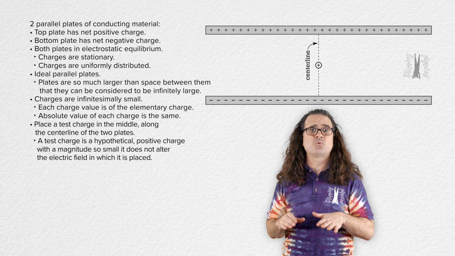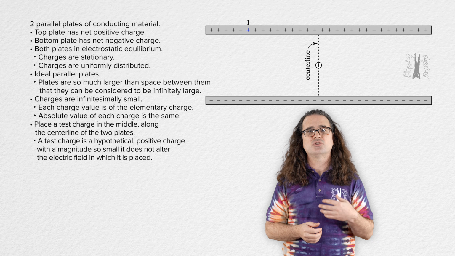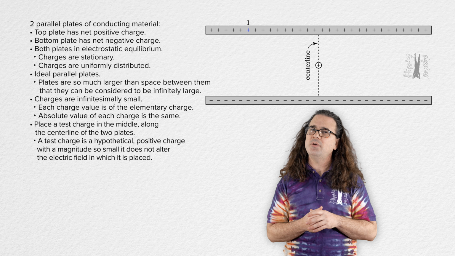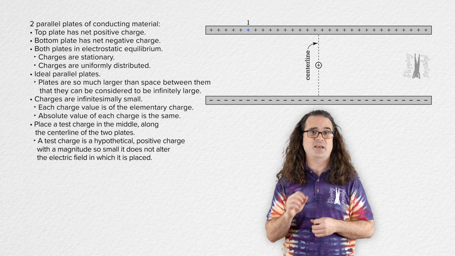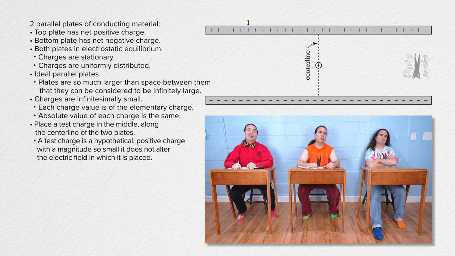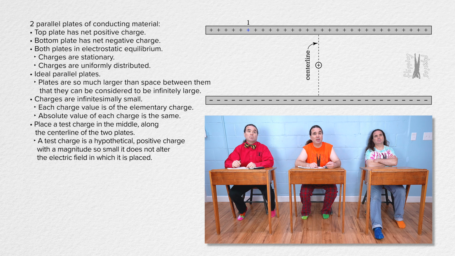Let's start by picking just one positive charge in the top plate to the left of the center line, which I've labeled charge 1. Bobby, tell me what you know about the direction of the electrostatic force from charge 1 on the test charge. Okay, you are looking for the direction of the electrostatic force from charge 1, which is positive, on the test charge, which is also positive. Then we know from the law of charges that two like charges repel one another. In other words, because charge 1 and the test charge are both positive charges, they repel one another.